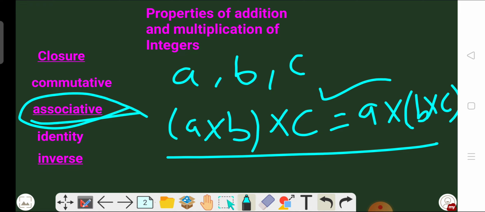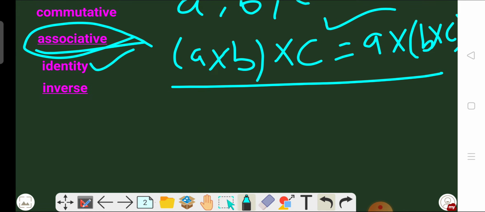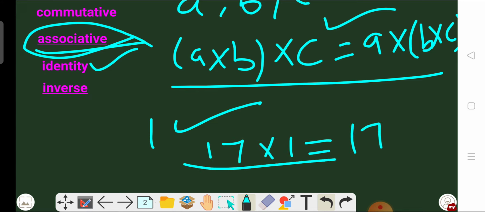Okay, now we have to learn about identity, and that is multiplicative identity. One is the multiplicative identity of integers. Identity means a number by which we multiply the given number and the result will be the same as the given number. For example, 17 multiplied by 1 is equal to 17. This means 1 is the multiplicative identity.